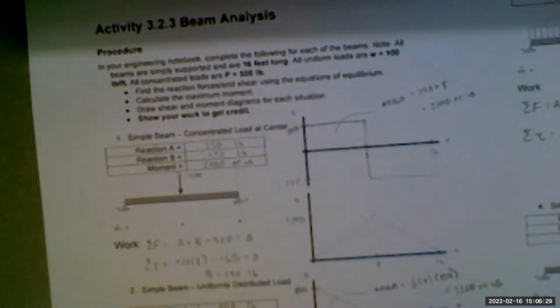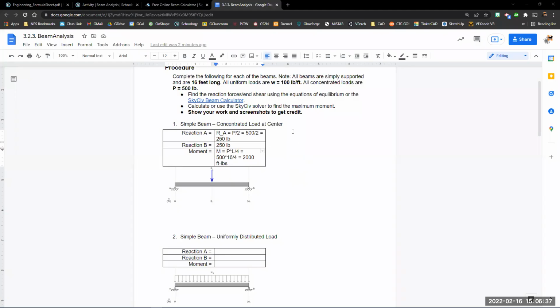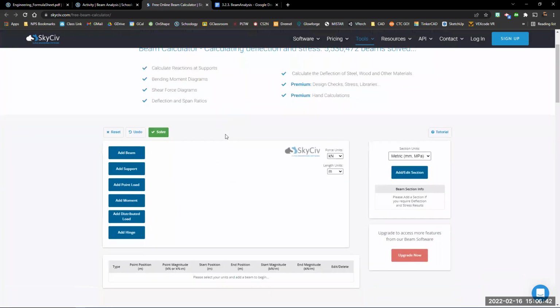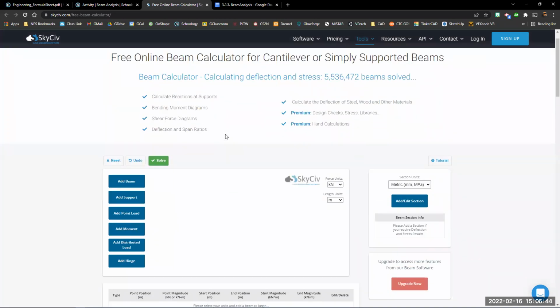All right, so most of you are probably thinking, hey, I thought you said you were going to give me a shortcut. So that's what I'll give you next. Coming back over to the computer, I am opening up SkyCiv. Here is the beam analysis software. It's totally free and it does a great job. This is how your life will be a lot easier.